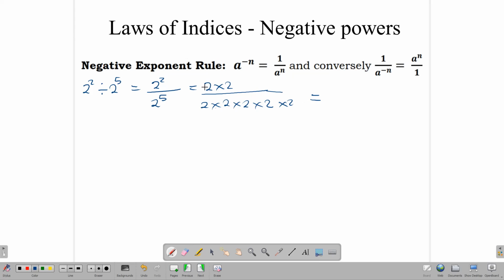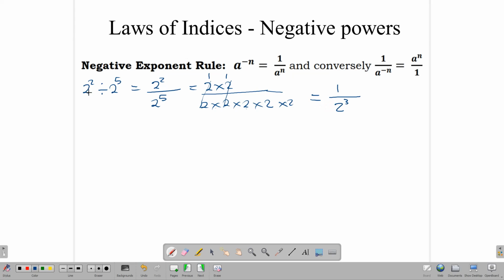And when you try to divide that out, you realize that this divides this, and this divides this, and of course 2 into 2 is 1, and 2 into 2 is 1. So what we're left with at the top is 1 times 1, which is 1. And what we have here in the denominator is 2 times 2 times 2, which is 2 to the third when you write it in index form.